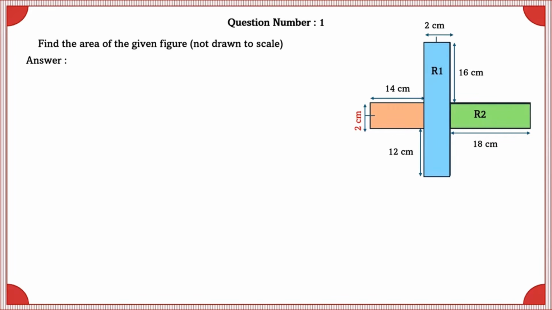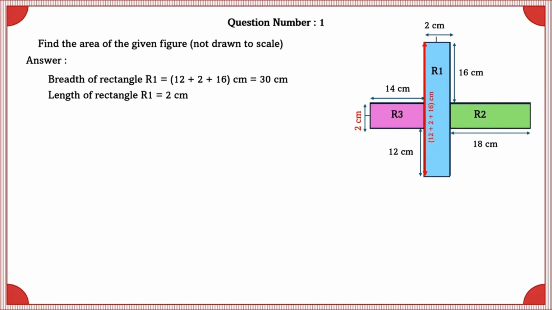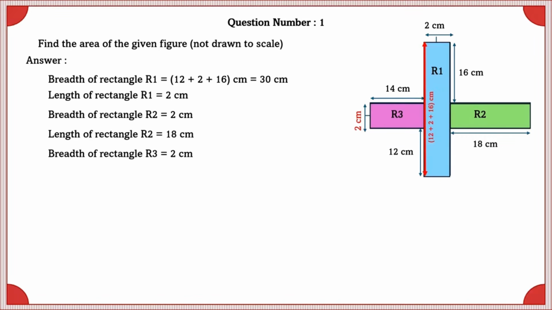First, let us divide these into rectangle 1, 2 and 3 to make it easier for calculations. Now, breadth of rectangle 1 is equal to 30 centimeters and the length of rectangle 1 is equal to 2 centimeters. Now, the breadth of rectangle 2 is 2 centimeters and the length of rectangle 2 is 18 centimeters. Breadth of rectangle 3 is 2 centimeters and the length of rectangle 3 is 14 centimeters.